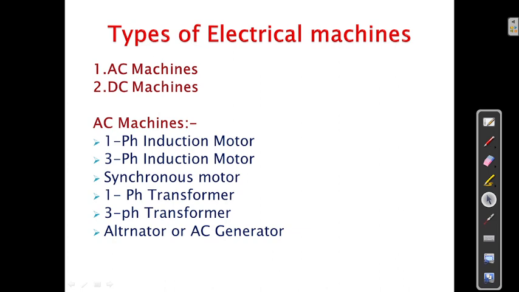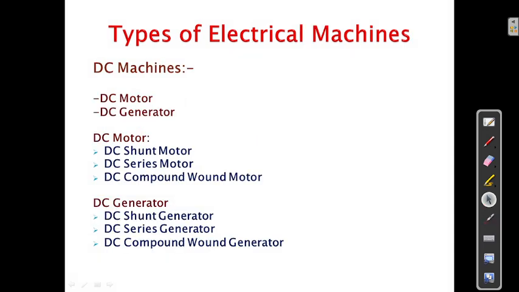See the types of electrical machines. What are the types of electrical machines? First one is AC machines, then the second one is DC machines. In AC machines, the single phase induction motor and the three phase induction motor will come, synchronous motor, as well as single phase transformer and three phase transformer, and alternator or AC generators. These are all the AC machines.